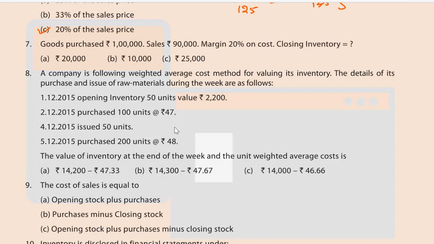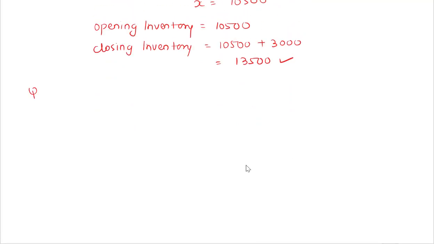Next question, question number 7. Goods purchased 1 lakh, sales is 90,000, margin is 20% on cost. The closing stock will be... In this question, as you can see, the sale value is given, that is 90,000.